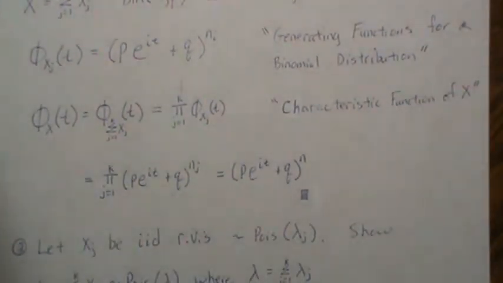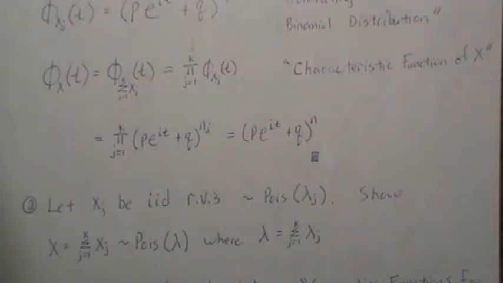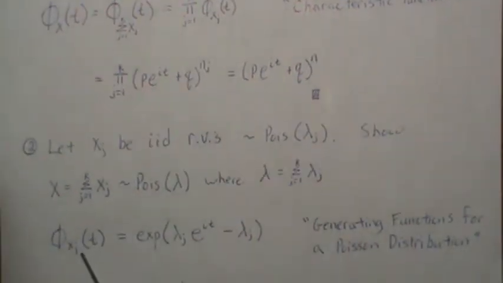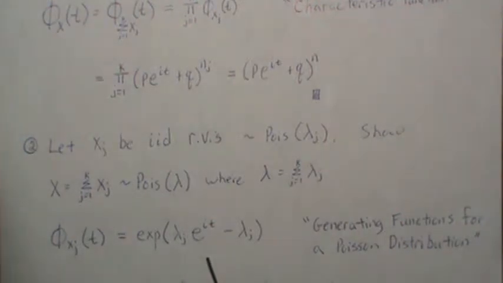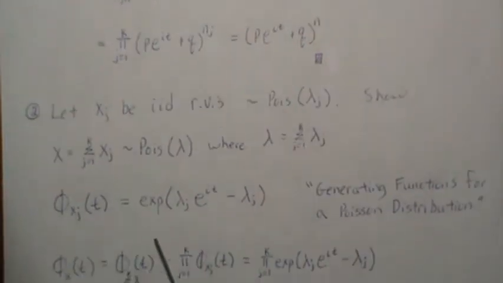Next example, let X_j be IID, independent, identically distributed, Poisson lambda_j random variables. We want to show that the sum of these Poisson distributions is again Poisson, where the lambda parameter is the sum of the lambda_j's of our random variables. Well, this here is the characteristic function of a Poisson distribution, again, with reference to this video. So now we want to find the characteristic function of X and show that it again is of this form.